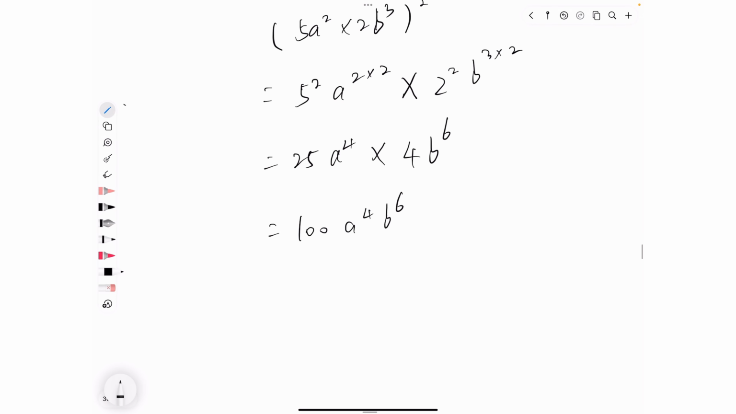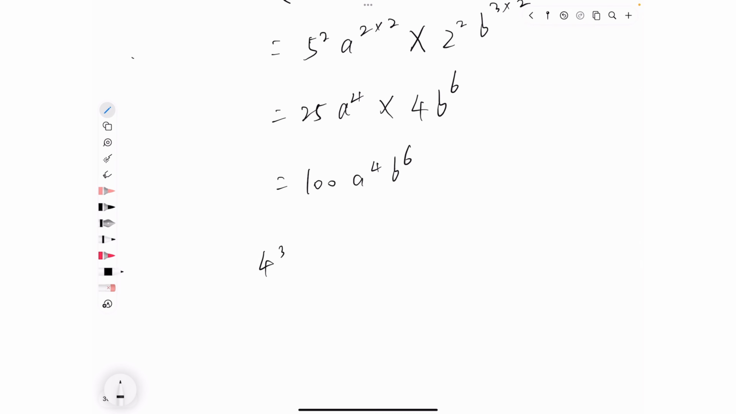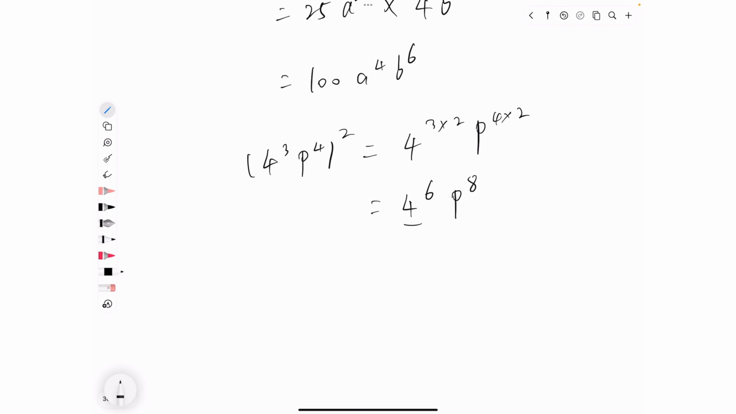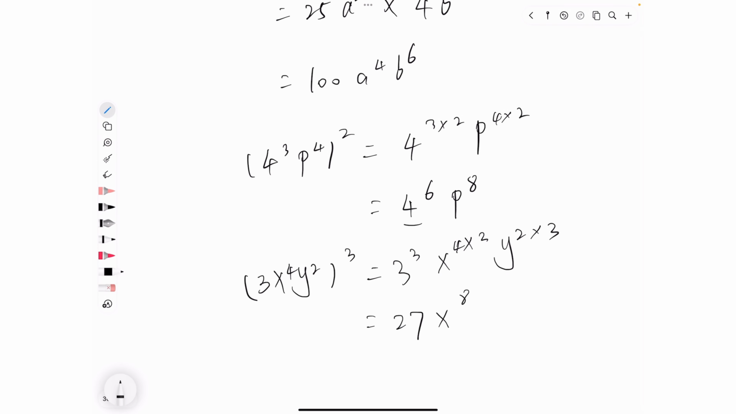Okay, last ones. We have 4 cubed, p to the 4, all squared. So it's 4 to the 3 times 2, p to the 4 times 2. 4 to the 6 p to the 8. This is a real number. We can use the calculator to calculate it. Then we have the last one, 3x to the 4 y squared, all cubed, equals 3 cubed, x to the 4 times 3, y to the 2 times 3. 27 x to the 12 y to the 6.